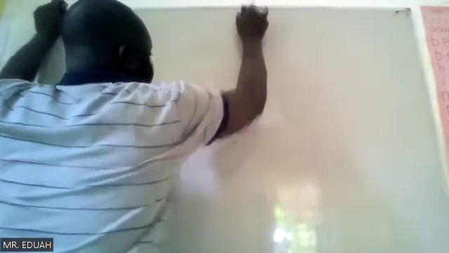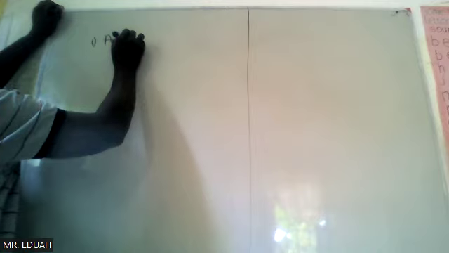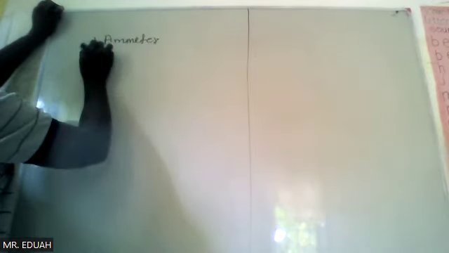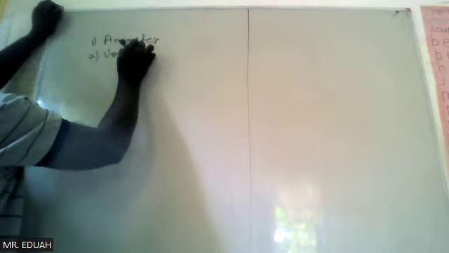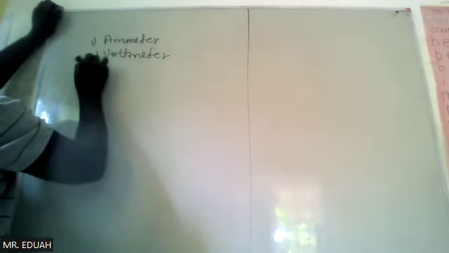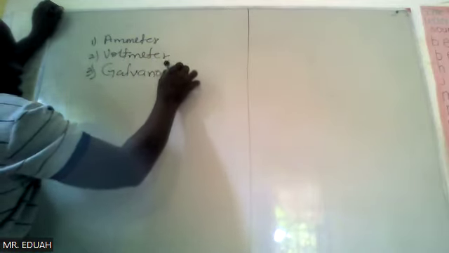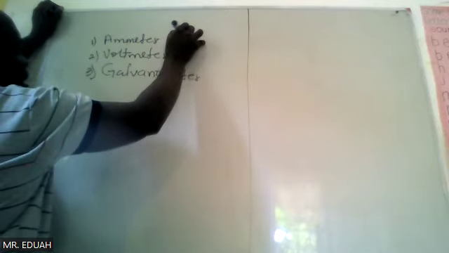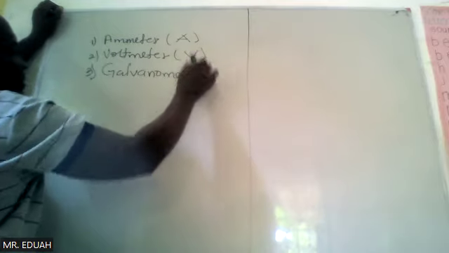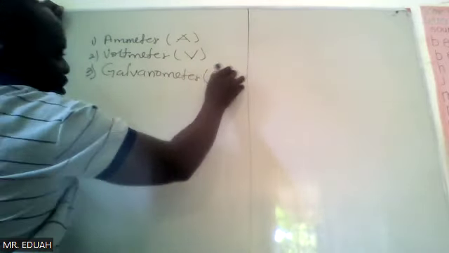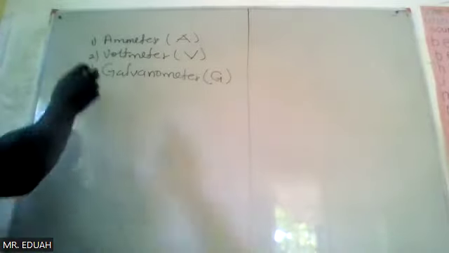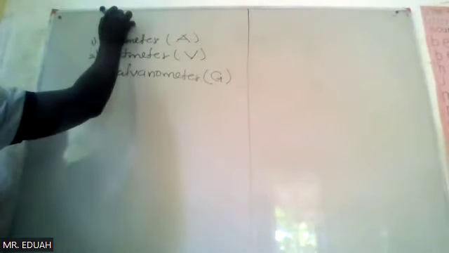Meters. And so with moving coil meters, we are talking about the ammeter, the voltmeter, and the galvanometer. The ammeter capital A, voltmeter capital V, and this is capital G. These are what we call the moving coil meters.